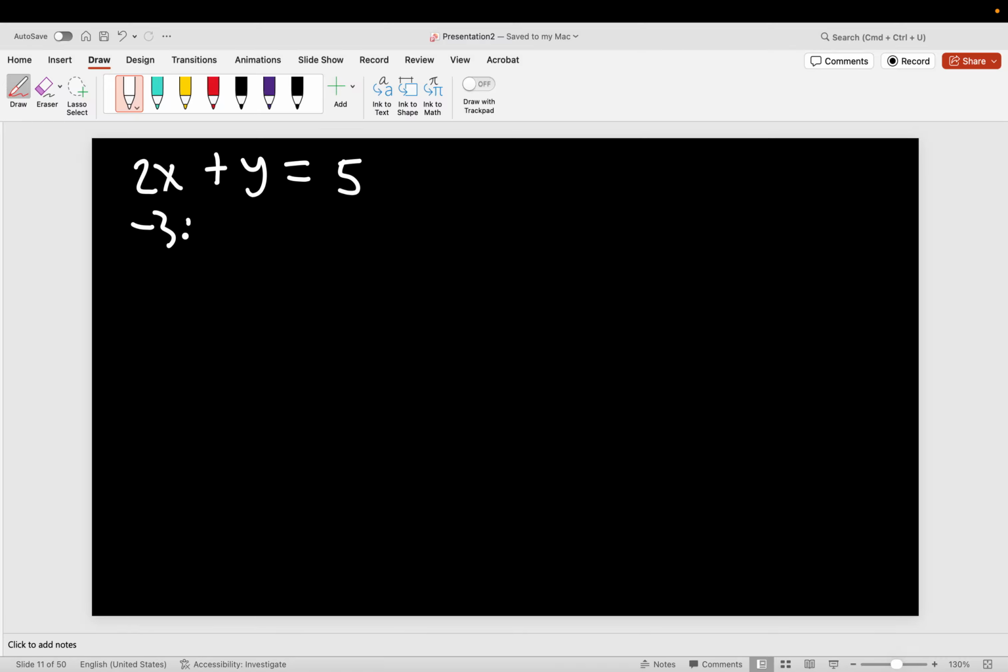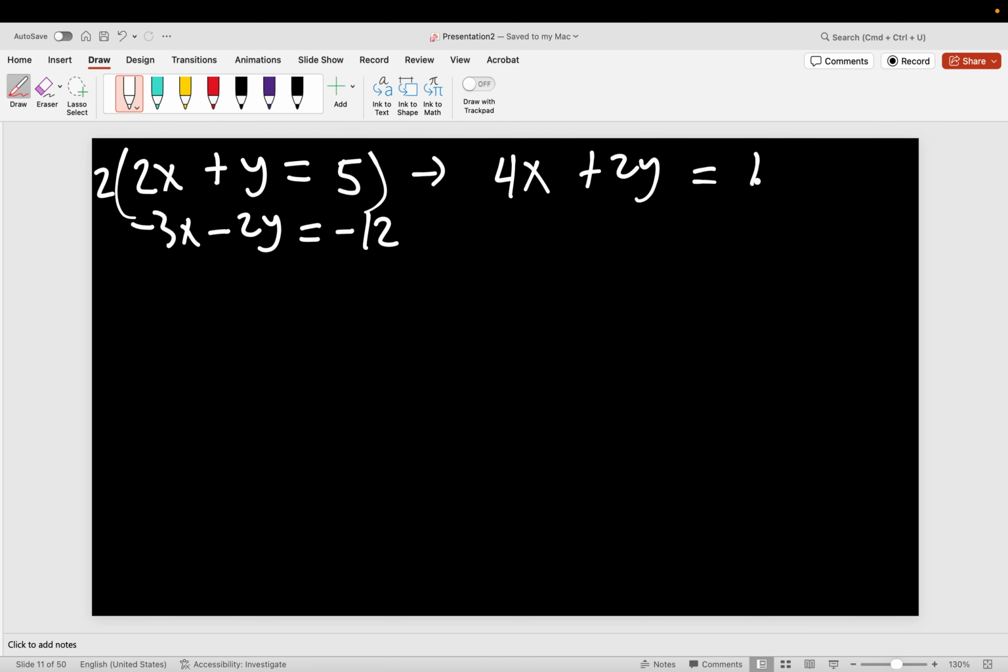So it's negative 3x minus 2y equals negative 12. Okay, so again, I want to pick a variable to get rid of, and in order to pick a variable to get rid of, it has to be the same number but different signs. So I'm going to pick y to get rid of it. It's already positive, so I don't have to change the signs, I just have to change the number. So I'm going to multiply this by 2. So now this becomes 4x plus 2y equals 10. I didn't do anything to this, so I'm just going to keep it like that.